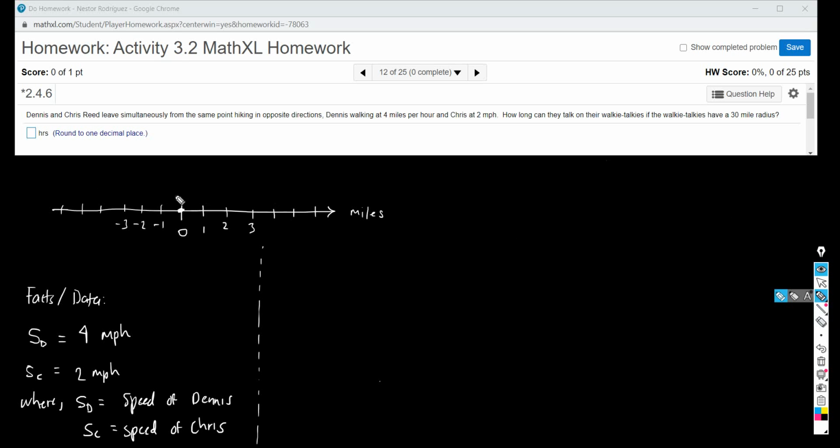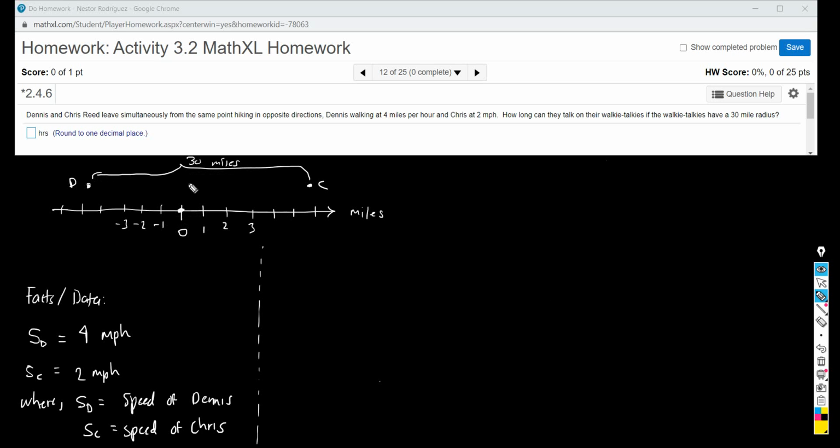After they have walked, let's suppose that Dennis is already over here, and Chris is, let's suppose, here, someplace. They started here, okay. At the point in which all of this distance is equal to 30 miles, then at that point, the walkie-talkies will start to fail communicating. Okay, so let's see. What can I find out?